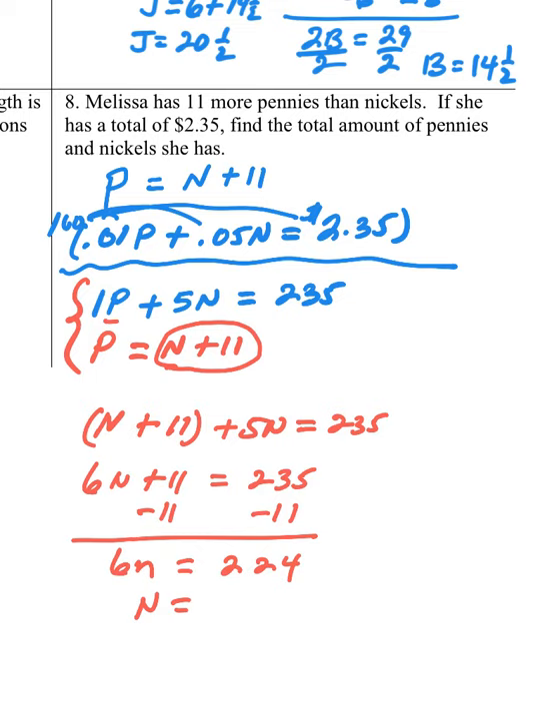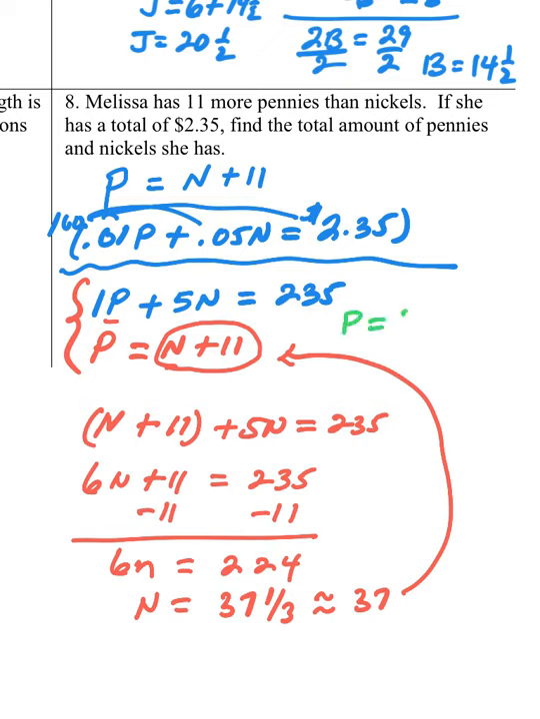N equals 224 divided by 6, which gives you 37 and a third nickels. So approximately, I would say 37 nickels. So to find how many pennies you're going to have, you're going to substitute that back into P. So we have P is equal to 37 plus 11. So 7 plus 1 gives you 8. So you're looking at approximately 48 pennies. 48 pennies and 37 nickels.